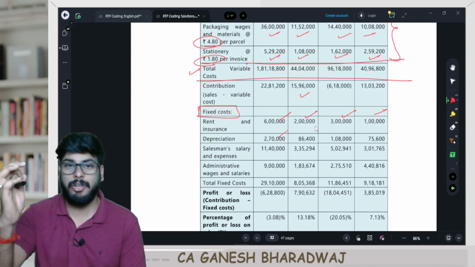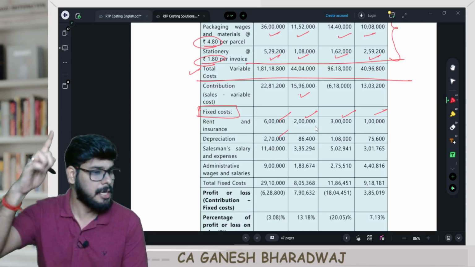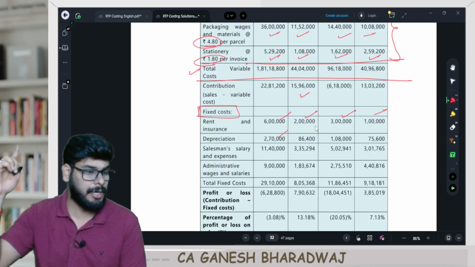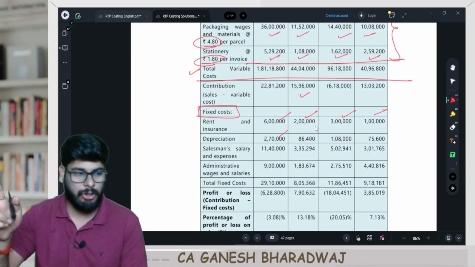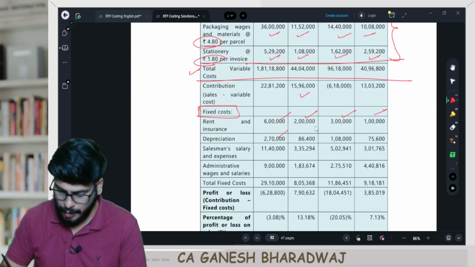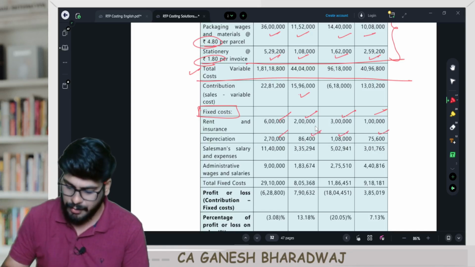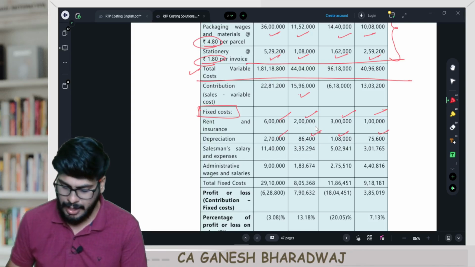Next, depreciation, 2,70,000 rupees. Now the basis of allocation, they have given it as number of parcels. Product wise, they have parcels 2,40,000, 3 lakh and 2,10,000. So on the basis of 24 is to 30 is to 21, if you apportion, these are the three figures that you will be getting: 86,400, 1,08,000 and 75,600.